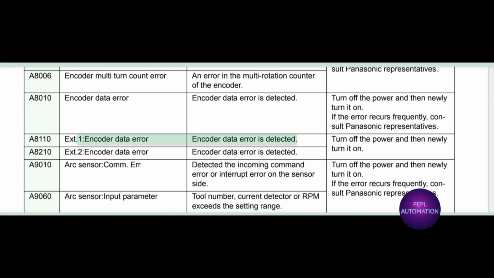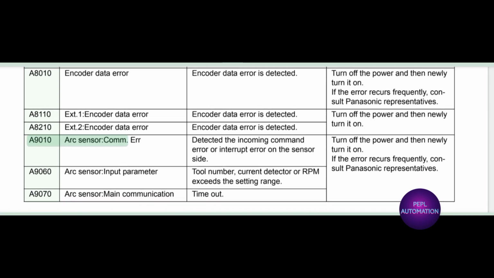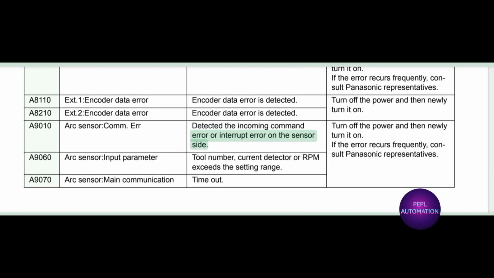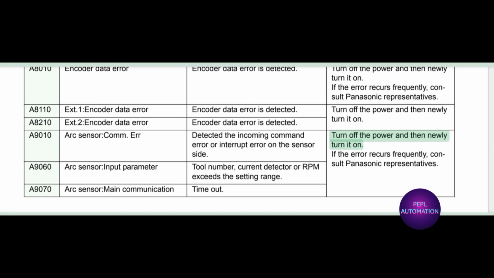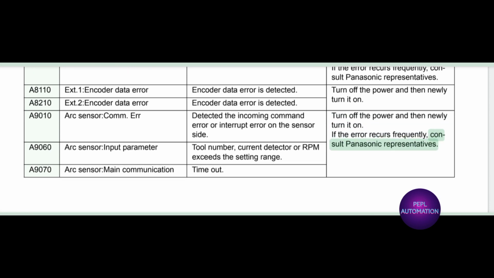A8110X 1, encoder data error. Encoder data error is detected. Turn off the power and then newly turn it on. A8210X 2, encoder data error. Encoder data error is detected. A9010 arc sensor COM. Detected the incoming command error or interrupt error on the sensor side. Turn off the power and then newly turn it on. If the error occurs frequently, consult Panasonic representatives.